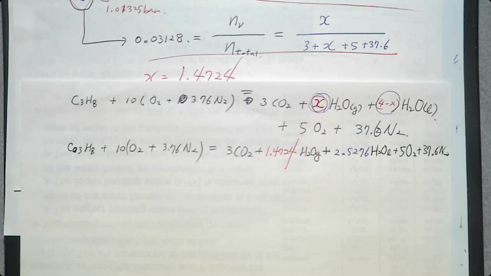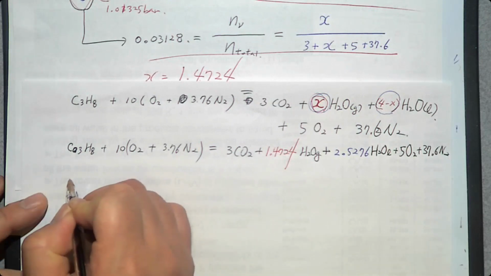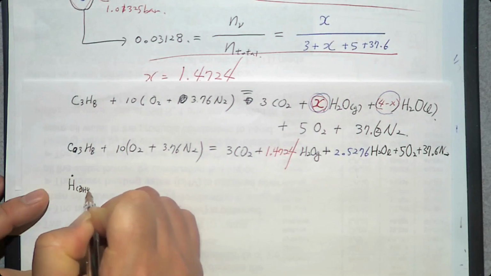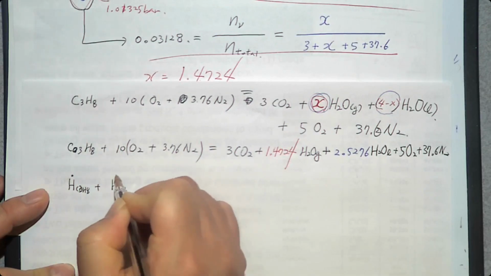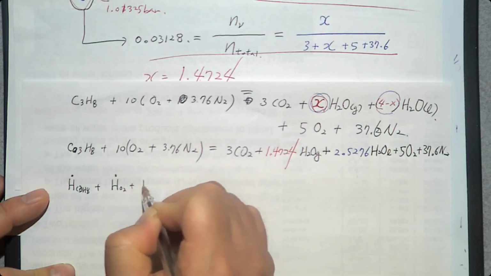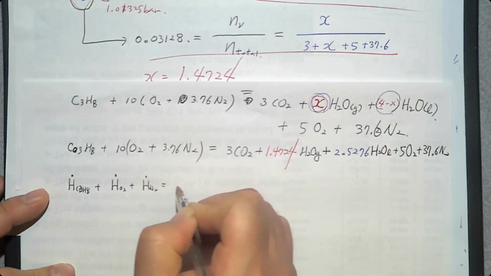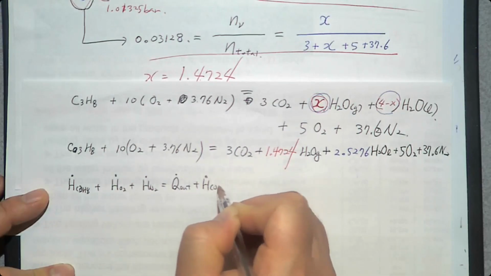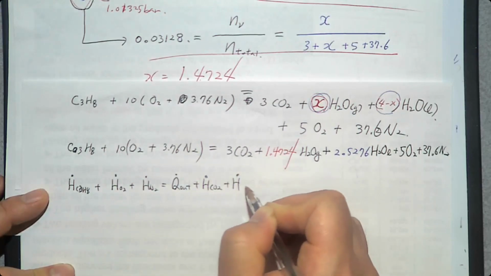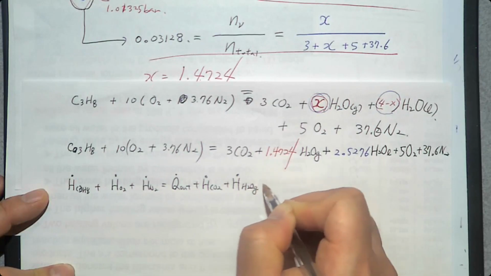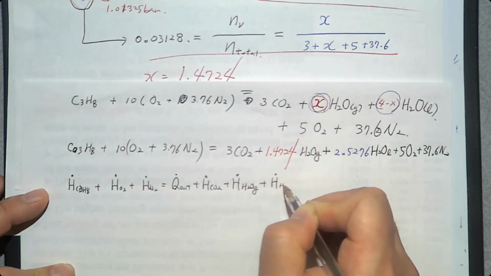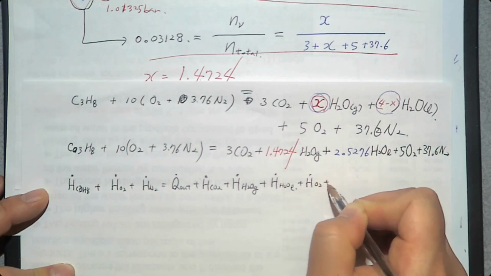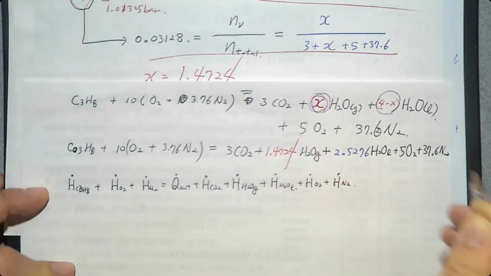Then we write the energy balance equation. H dot for propane plus H dot for oxygen plus H dot for nitrogen is going to be Q dot out plus H dot for carbon dioxide, H dot for water vapor plus H dot for water liquid plus H dot for oxygen plus H dot for nitrogen.